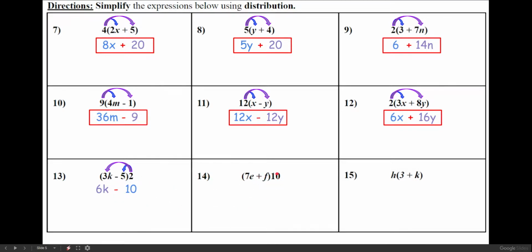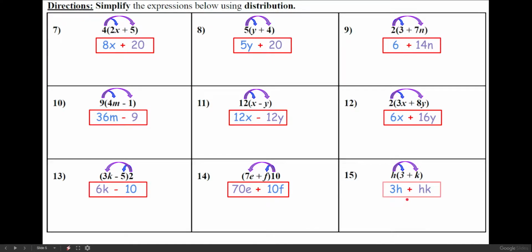Anyways, let's do number 14. 10 times 7e, that's 70e. Bring down the plus. 10 times f is 10f. Box that answer. And finally, 15 seems confusing, but it's not. h times 3 is 3h, or 3 times h, but people always write the number first. And now we're going to multiply h times k, which is just hk. So 3h plus hk is your answer. Box your answer.